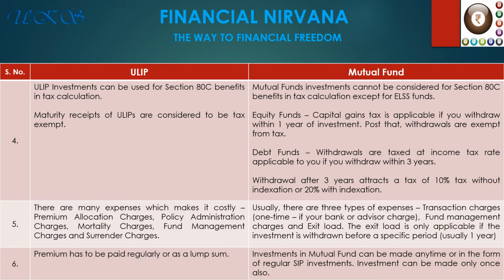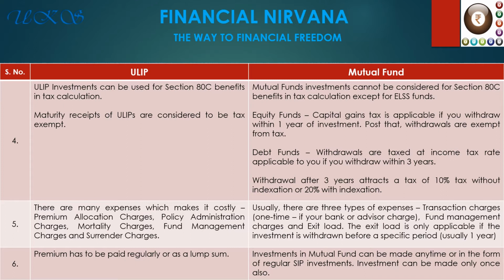The fourth difference between ULIP and mutual fund is that ULIP investment can be used for Section 80C benefits in tax calculation. Maturity receipts of ULIPs are considered tax exempt, whereas mutual fund investments cannot be considered for Section 80C benefits, except for ELSS funds. ELSS is nothing but Equity Linked Savings Scheme funds, which have a lock-in period of 3 years. Using that, you can take a tax rebate under Section 80C. The invested amount in ELSS gives you a far better return compared to many other tax rebate instruments.